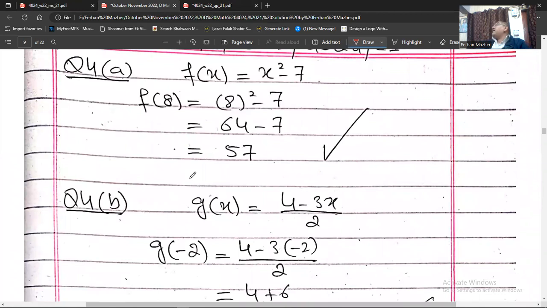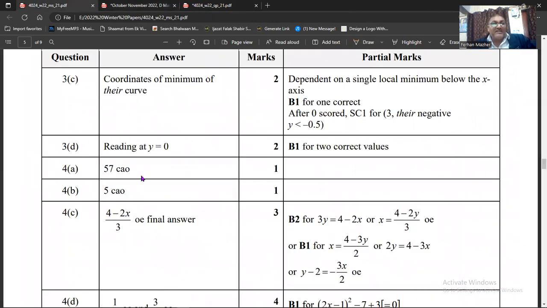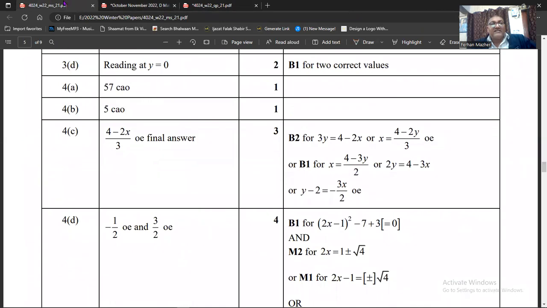So question number 4, f of x is equal to x square minus 7. f of 8 will be 8 square minus 7. So that will be 64 minus 7. That will be 57. So question number 4, A part, 57 is the answer.